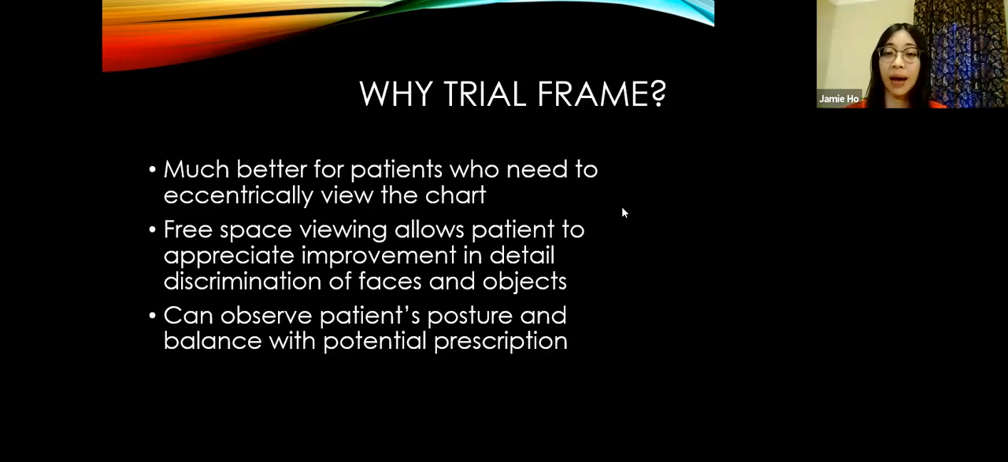Trial frame lets us see things in free space. They're not behind a phoropter. A phoropter blocks out a lot of peripheral space, and that might change how they use their vision. And you can also observe their posture, because sometimes I might use some prism just to balance out their awkward head posture.